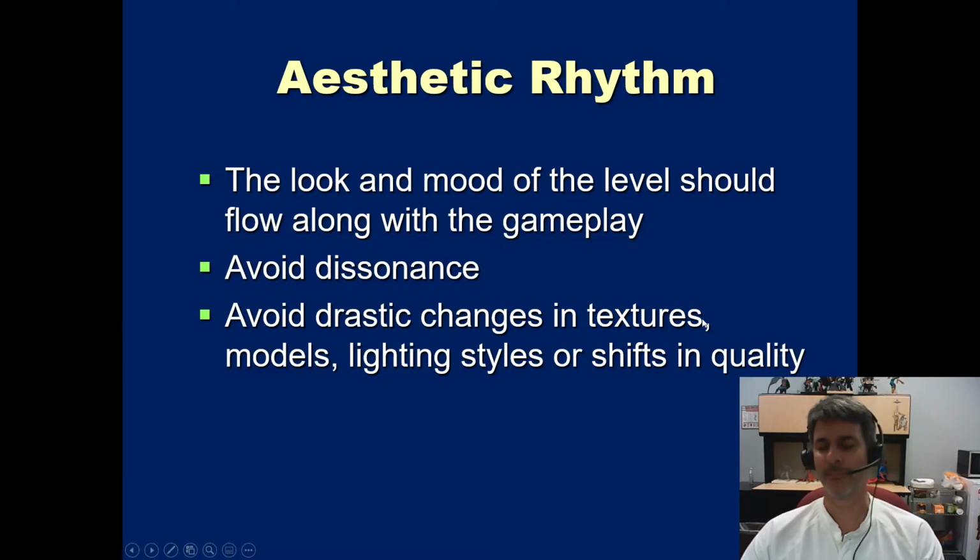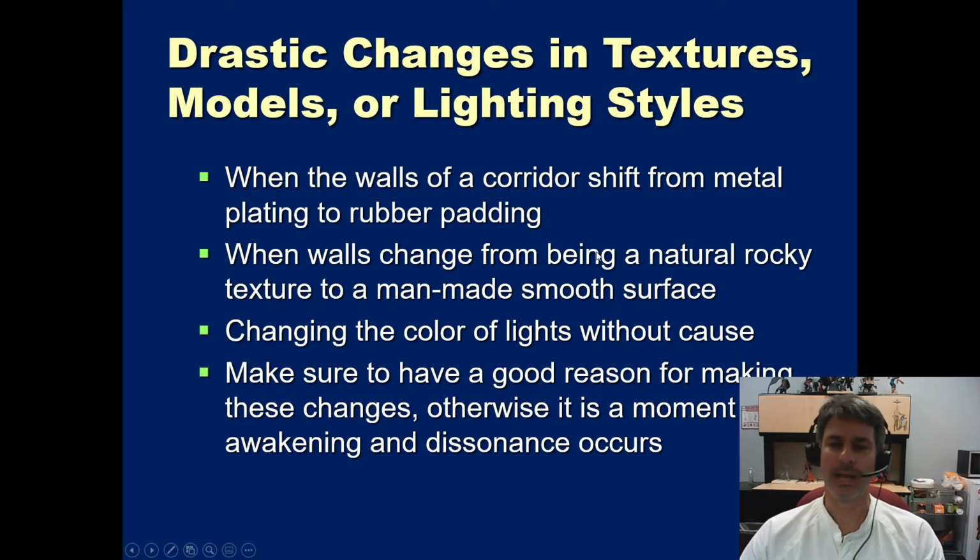Here are some examples. When the walls of a corridor shift from metal plating to rubber padding. That's a pretty drastic shift in sound and in textures and actually in feel. What about when walls change from being a natural rocky texture to a man-made smooth surface? And then changing the color of lights without cause. So make sure to have a good reason for making these changes. Otherwise, it is a moment of awakening and dissonance occurs. So we want to avoid that unless we're doing it with a real purpose.